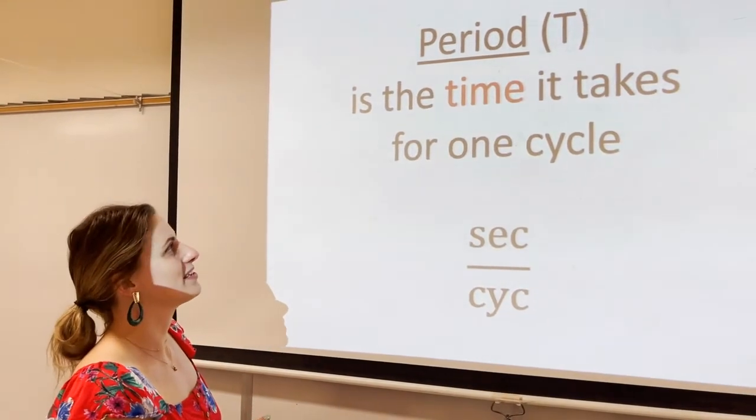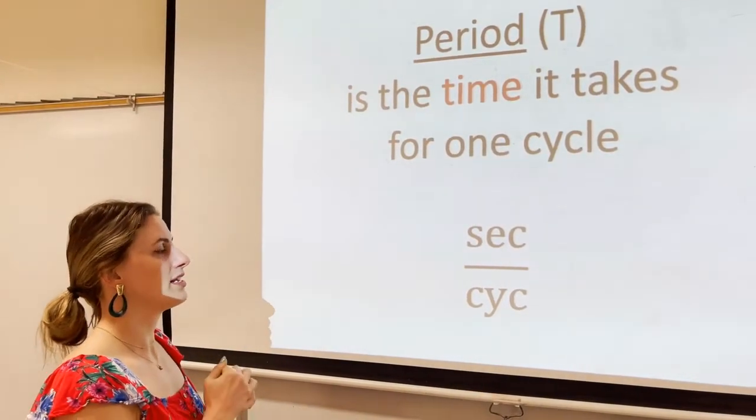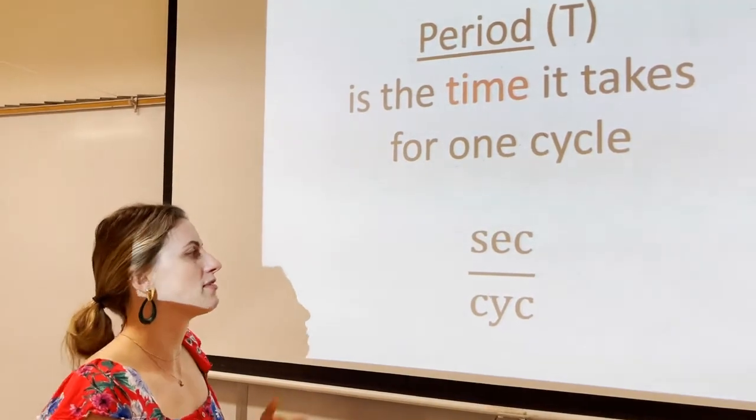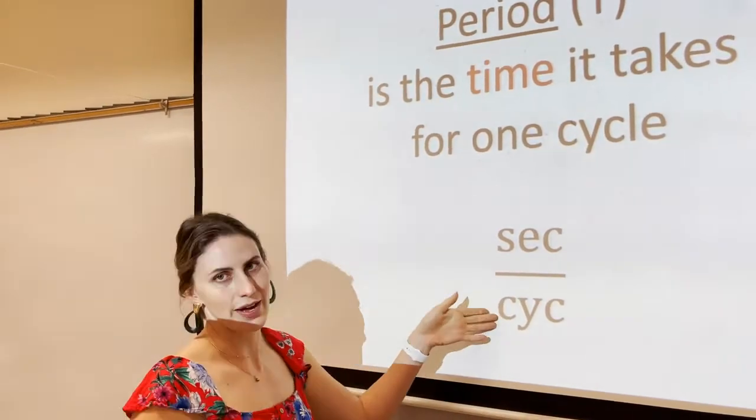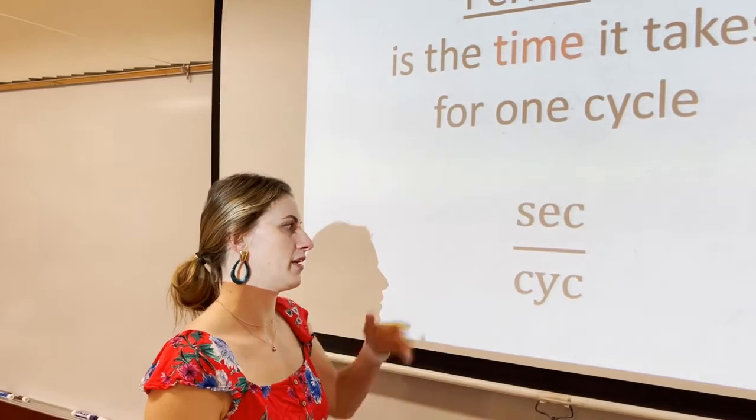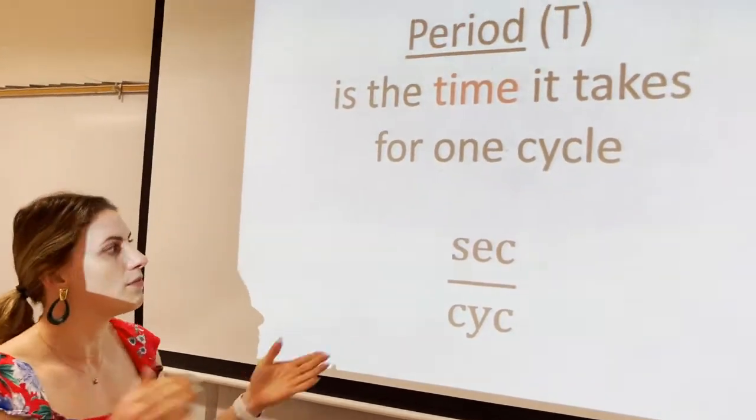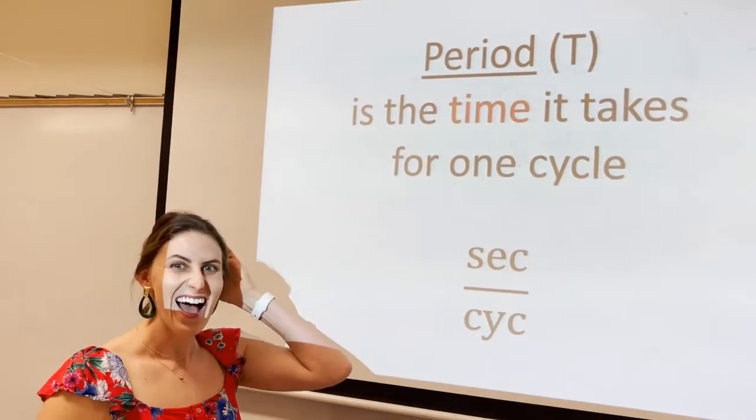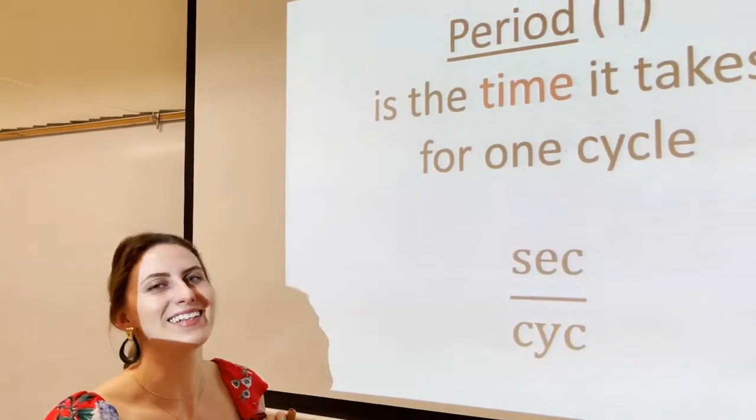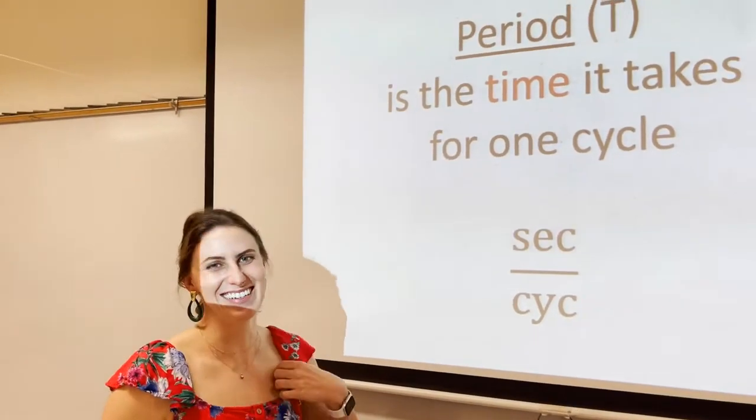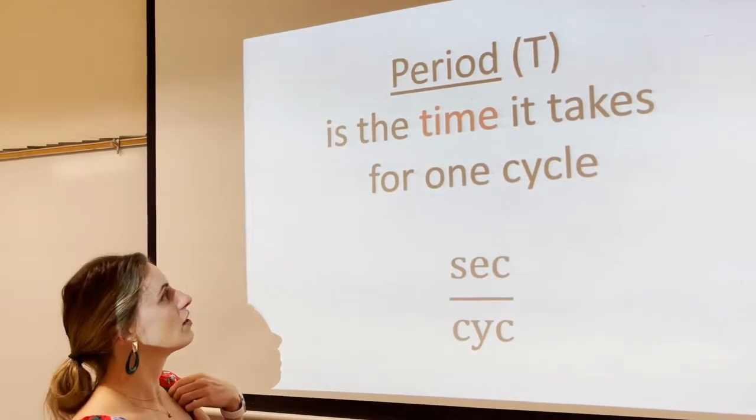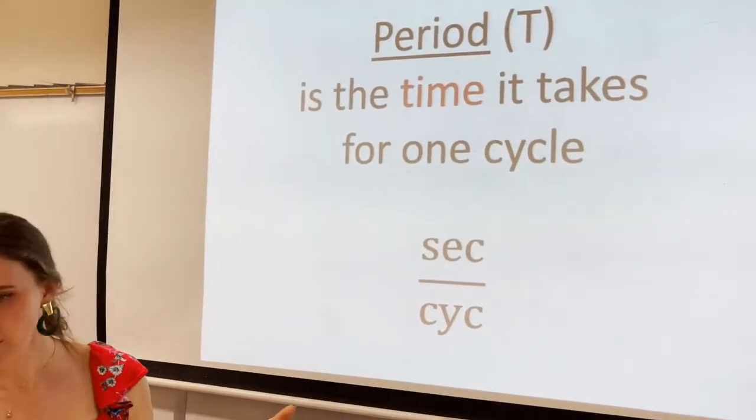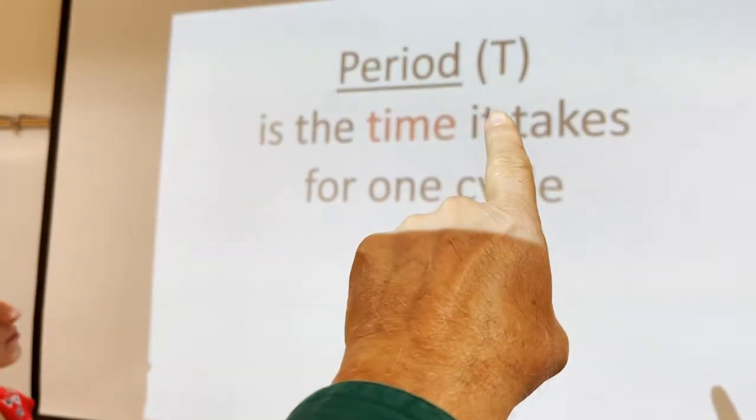So period is the time it takes for one cycle. And so I always think about it as how many seconds we have in our class period, how many seconds we have per period, seconds per cycle. Well, if you look at a class period in terms of seconds, it takes forever. Maybe minutes. And the period is symbolized by the capital letter T.